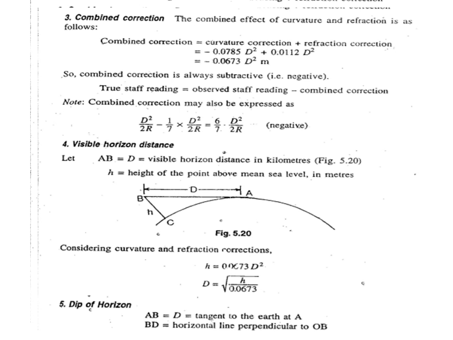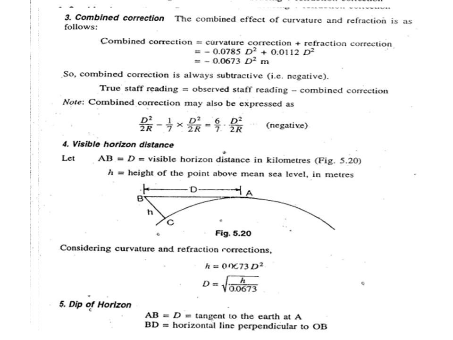Then the combined effect of curvature and refraction is as follows. The combined correction equals curvature correction plus refraction correction, where curvature correction is minus 0.0785 D squared, and refraction correction is plus 0.0112 D squared. So we get minus 0.0673 D squared. So the combined correction is always subtractive. Then the true staff reading equals observed staff reading minus combined correction.